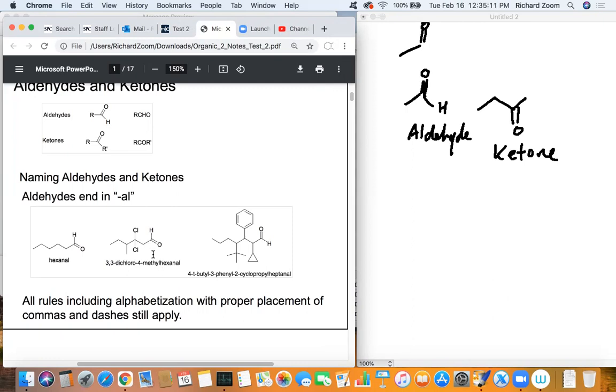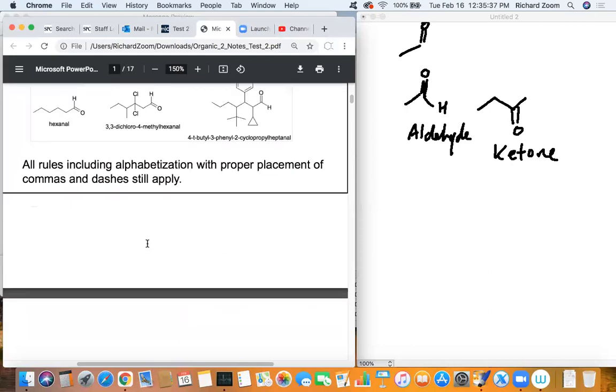So in the next one, you can see it's 3,3-dichloro-4-methylhexanal. Again, it's a hexanal because that's the longest chain. Then 1, 2, 3, that's where the chlorines are, and the methyl group is on the 4th carbon out from where the aldehyde group is. Does anybody have any questions about naming of aldehydes? Okay.